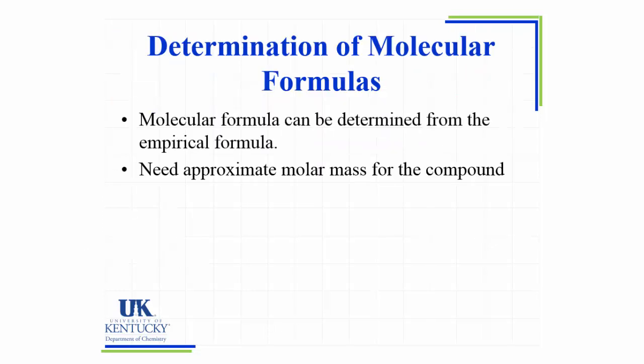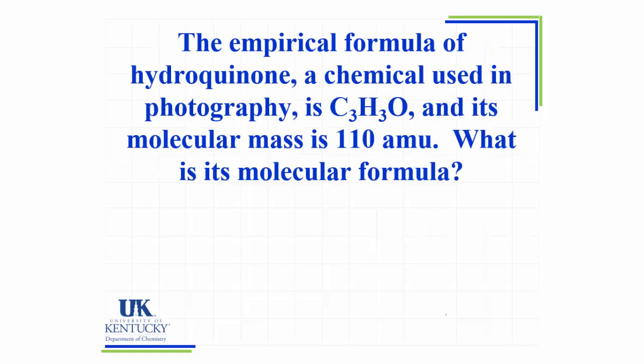Now remember that the formula we find based on experimental data is an empirical formula. It's not the molecular formula. We would have to have some additional information, such as the approximate molar mass, to find the actual formula for the compound. So let's look at an example where we have the empirical formula that was determined from experimental data. And we find that the formula is C3H3O. And we know that the molecular mass of the actual compound is approximately 110 AMU.